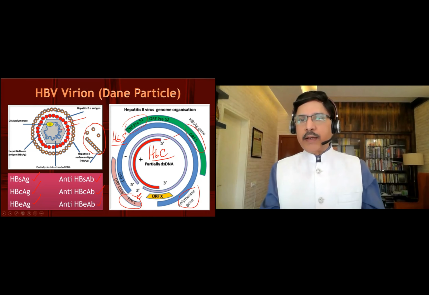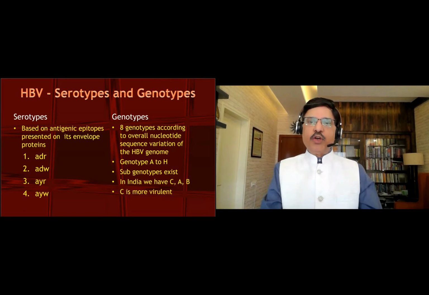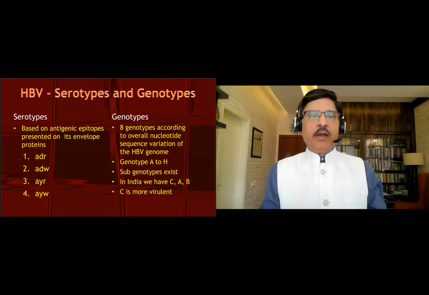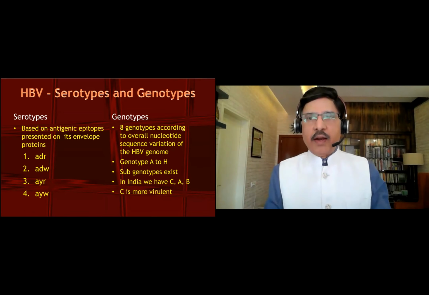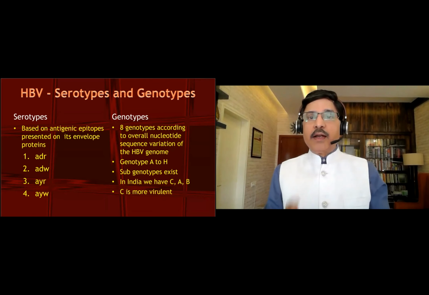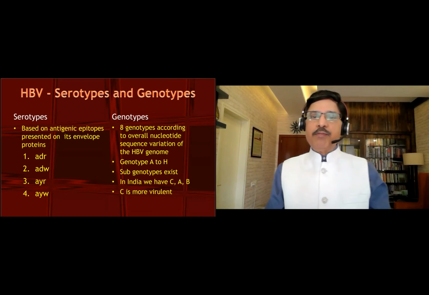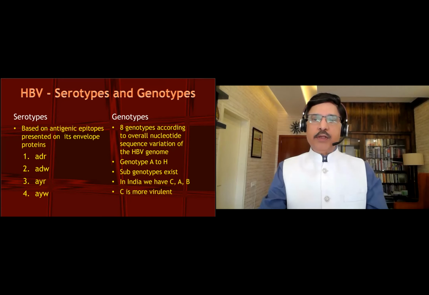Now, come back to the test which we wanted to do. There are certain serotypes and genotypes. As you know, the serotypes are adr, adw, ayr, ayw. These are the epitopes on the envelope proteins, depending on the serotypes. We don't really bother much about that, but there are several genotypes. How many? Eight genotypes. In the HBV genome, there can be eight different genotypes, starting from A to H.